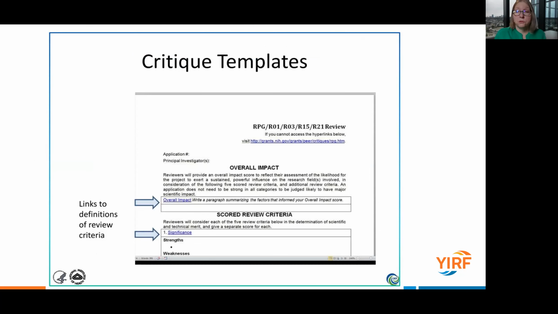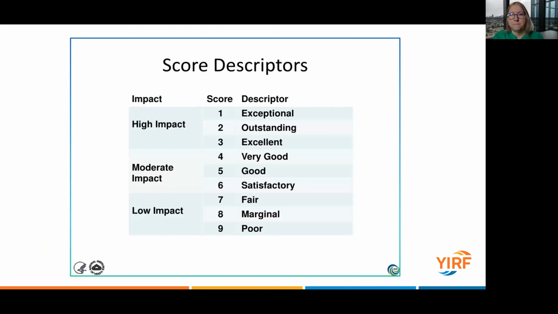Now, reviewers will use a structured online template. And again, for each of the criterion, they are asked to comment on strengths and weaknesses in bulleted format to really get to the crux of what excited them and what concerned them. And then there is an overall impact paragraph too, that really briefly describes those strengths and weaknesses that drove their overall level of enthusiasm. And when you get this critique, it's really, really important to read this carefully.